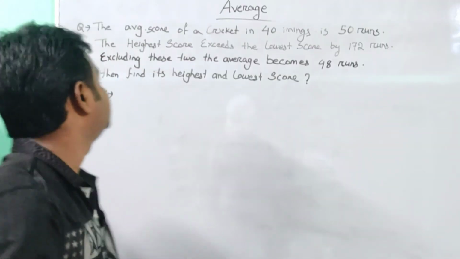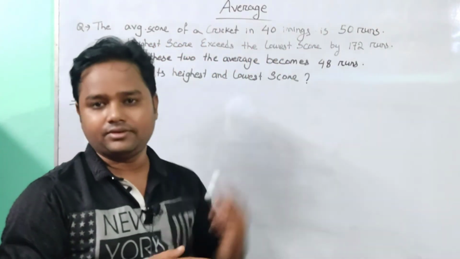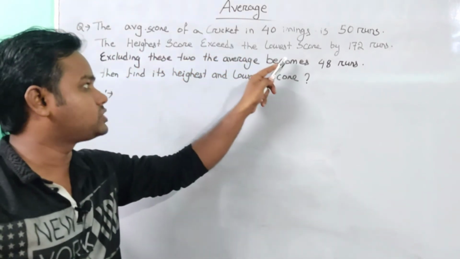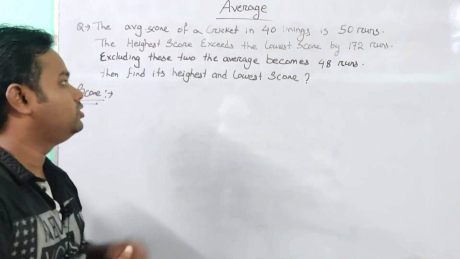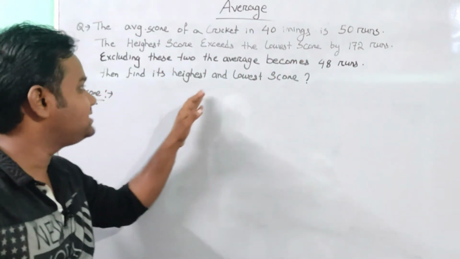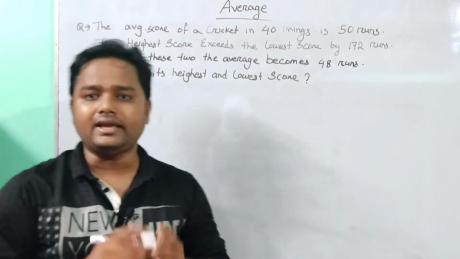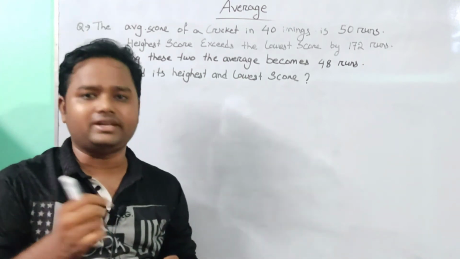Next question is, the average score of a cricketer in 40 innings is 50 runs. The highest score exceeds the lowest score by 172 runs. Excluding these two, the average becomes 48 runs. Find the highest and lowest run of that cricketer. Here in this question, the question is very large, but the answer will be very easy.